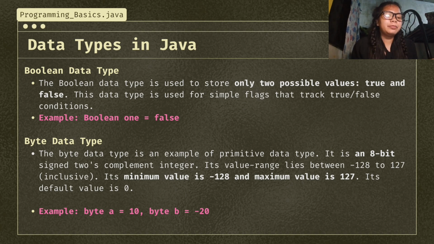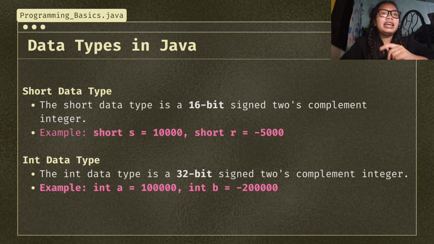The byte data type's purpose is to store very small integers. Its size is an 8-bit signed integer that ranges from -128 to a maximum value of 127. The default value is 0. It's used for memory-efficient storage, especially in arrays. And the short data type stores small integers. It's a 16-bit signed integer ranging from -32,768 to 32,767. It's useful when memory is limited and int is too large.